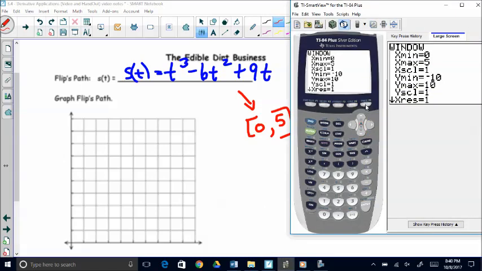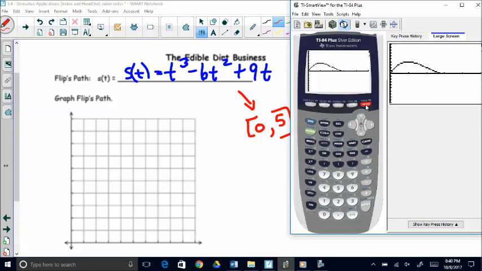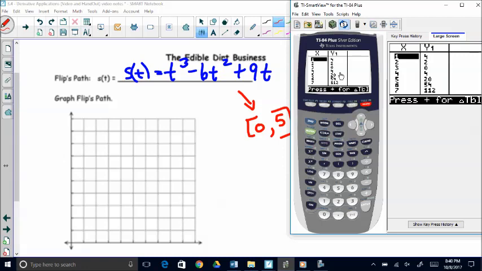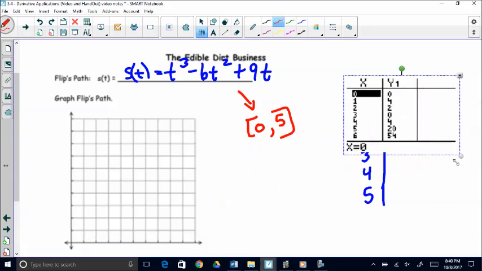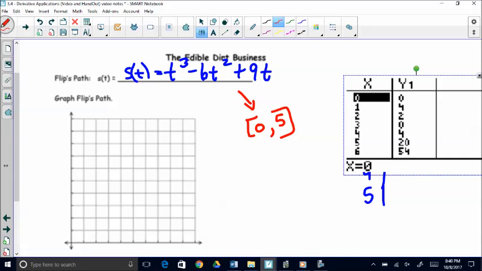If we look at the graph, there's the function. Clearly it's a cubic function. And if we look at the table, let's pull up 0. There's our handy table. At time 0, his position was 0. At time 1, his position was 4. At time 2, his position was 2. At time 3, his position was 0. At time 4, his position was 4. And then he went up to 20.